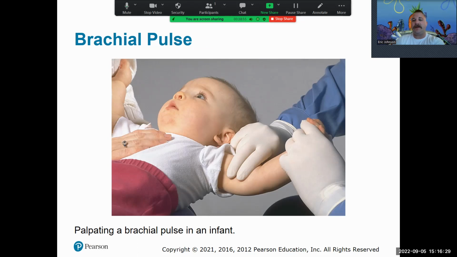Remember, it's not going to be up all the way on the inside of the bicep there.